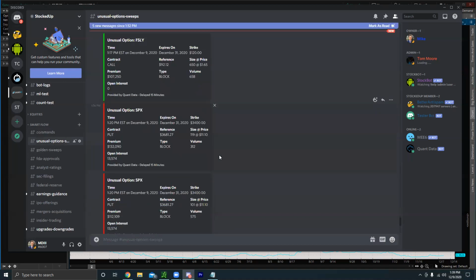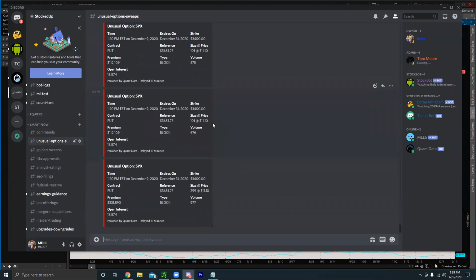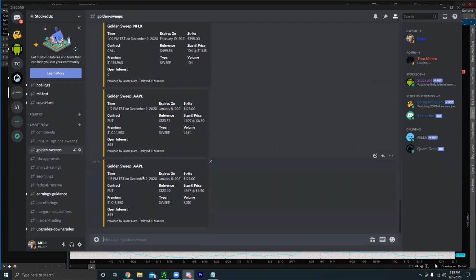But I think if you're new and you're just a little bit confused, the best way to go would be to look at the unusual options and the golden sweeps. This can tell you some great information, and I'm very happy that this Apple example came up while I was recording. We could see that someone put about $2 million in Apple right when we were recording. This is pretty bearish. It looks pretty good.